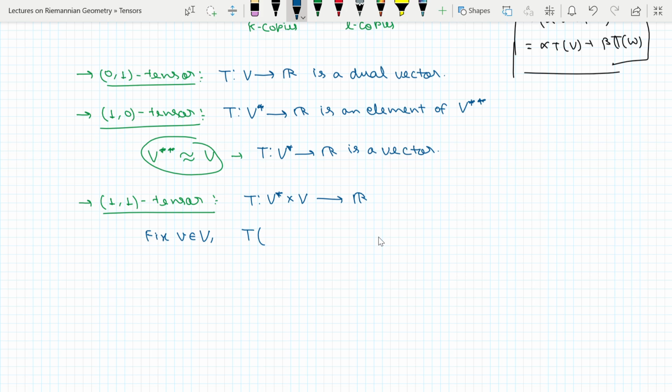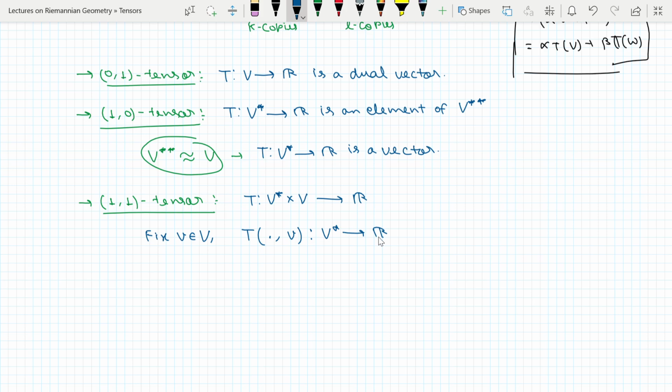Using this map T, I am constructing another map. This T has two slots, one for V star and one for V. So I leave the slot for V star open and I put this fixed V here. I have taken a fixed element of the vector space V, but I have left the slot for V star open. So now from this T, which had two slots, two variables, I have constructed another map which has only one variable.